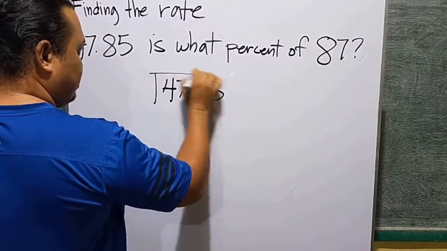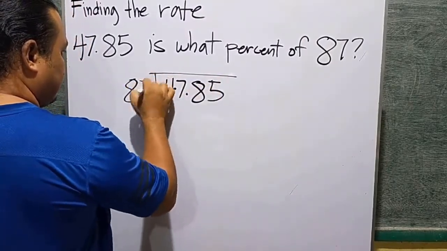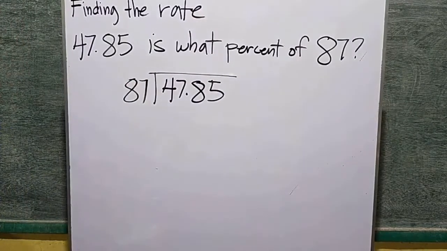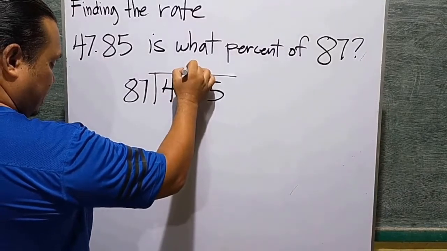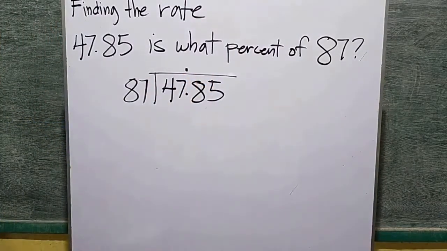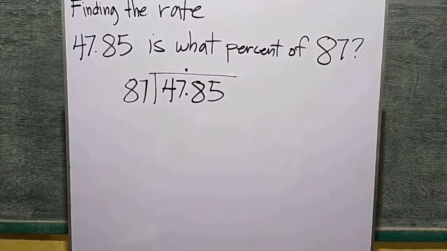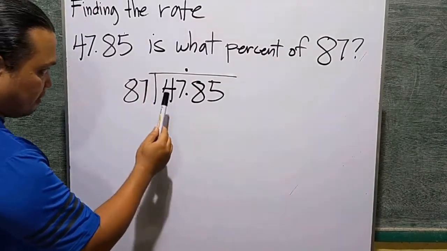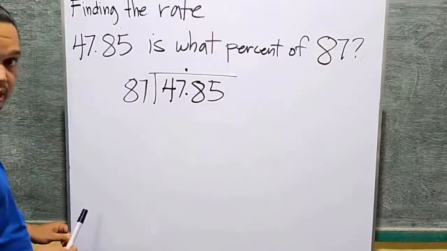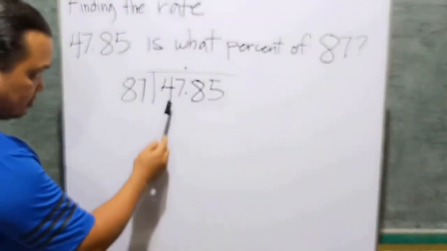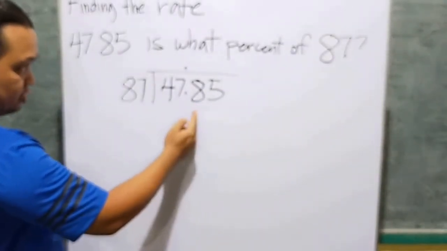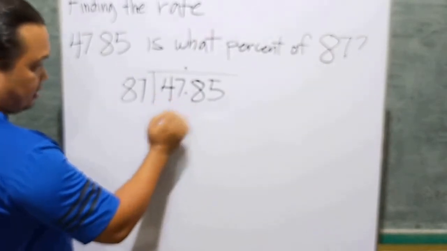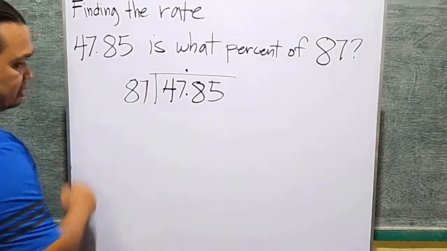47.85 divided by 87. In dividing decimal numbers, first let's put the decimal point above, aligned to the decimal point below, and let's divide just like whole numbers. Now 47 divided by 87 cannot be, because 87 is greater than 47. So we need to add another digit so that we can divide. So we need to use 478 divided by 87.